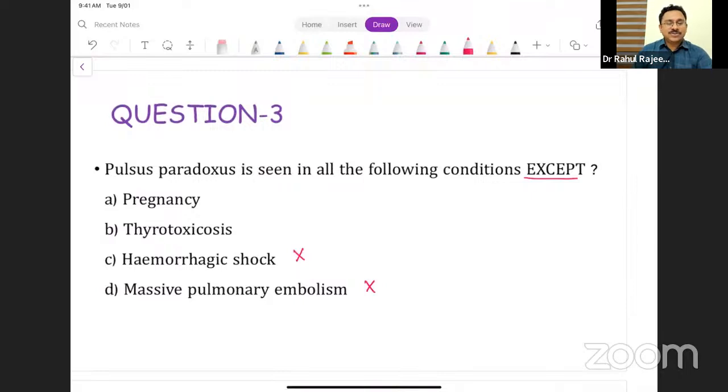Can somebody tell me in the chat box? What to choose between pregnancy and thyrotoxicosis?